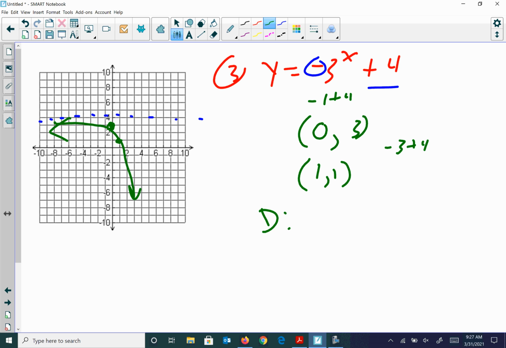So again, my domain is going to go from negative to positive infinity. My range is going to go from negative infinity up to the asymptote, rounded bracket at the 4.